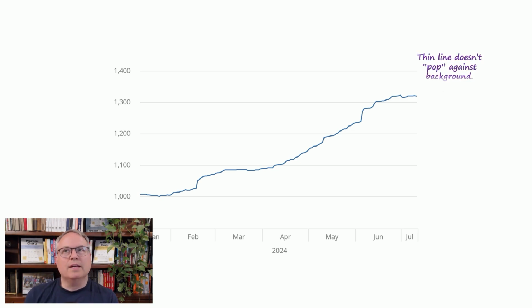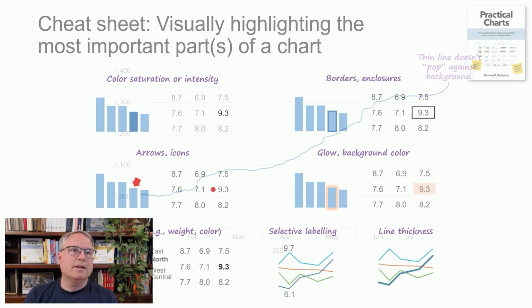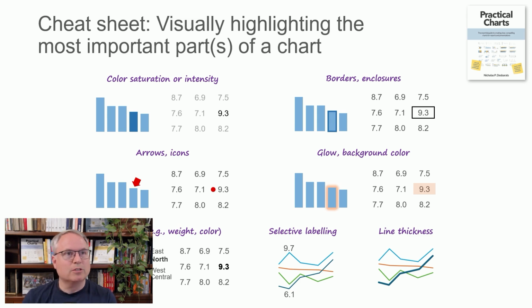One minor thing that I might notice here is that the line is very thin, right? And so it doesn't really pop out as much as it should, because the line is the important thing in this chart. It's not the grid lines, it's not the scales, it's the line. And so we might want to highlight it in some way. And of course, I talked about that as well in my practical charts course.